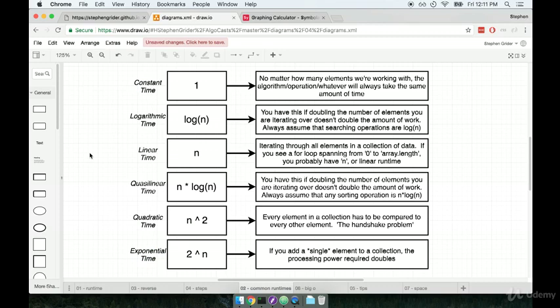Let's now take a quick break. We're going to continue in the next section and talk a little bit more about some common tips that I have for you about identifying runtime complexity. So quick break, and we'll continue with this in the next video.